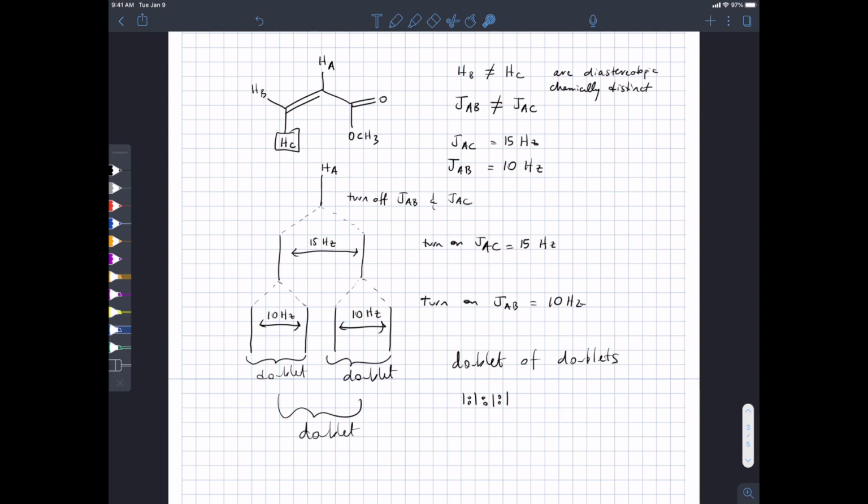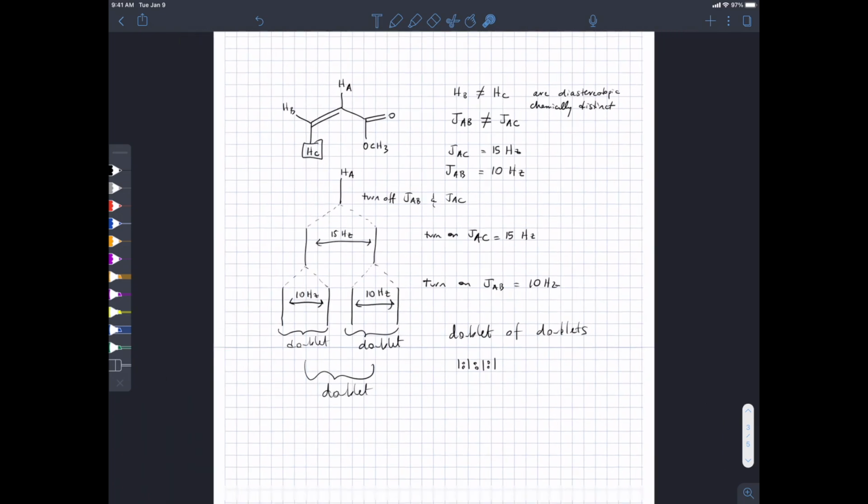Someone in the first hour asked, what if you turned on the coupling between A and B first? You can go ahead and try that. Split this peak by 10 hertz and then split those two peaks by 15. You get exactly the same answer. All right. Questions?